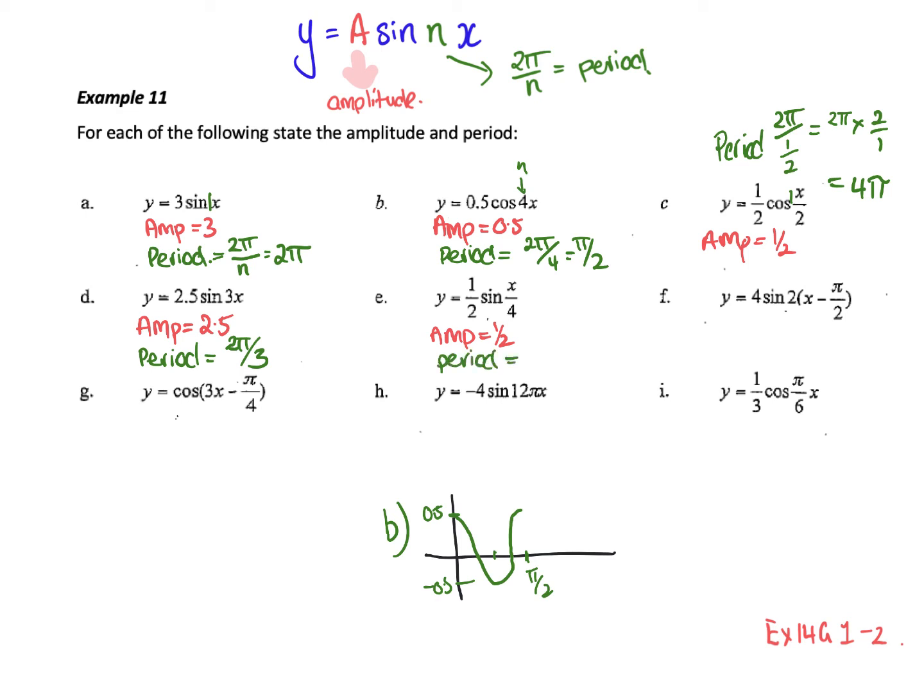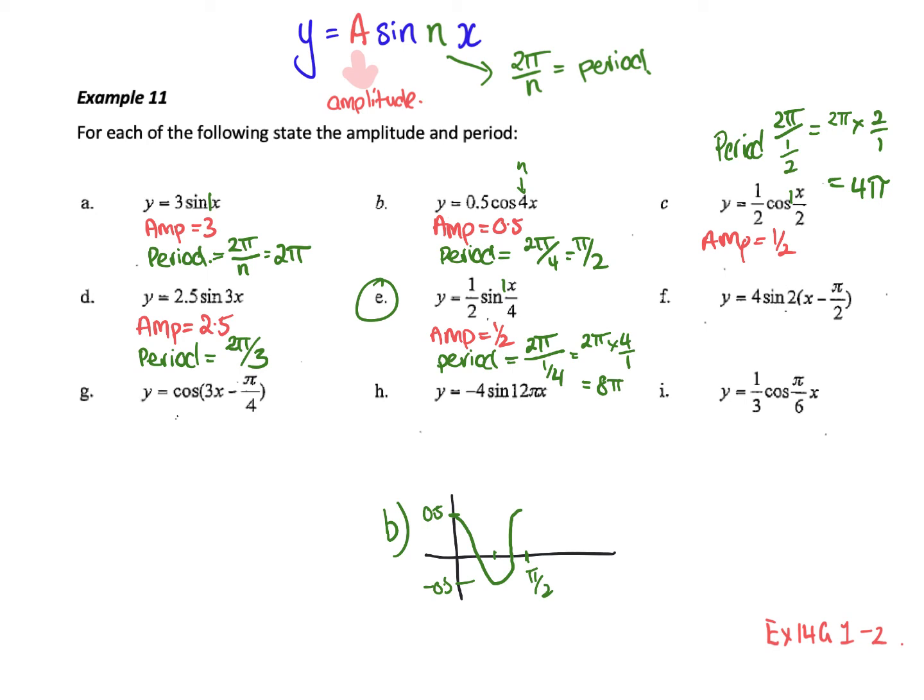X on 4. Pi. So you've got to do 2 pi. It's always 2 pi, and you divide by the number in front of that x, which is actually a quarter. So what happens? That's like a fraction, so we times by the flip. So what will that end up being? It'll be 8 pi. So this one here takes 8 pi to get through one cycle. So it's quite big.